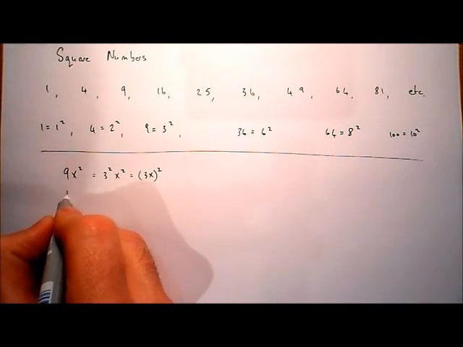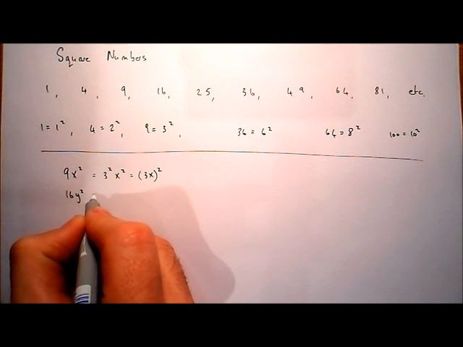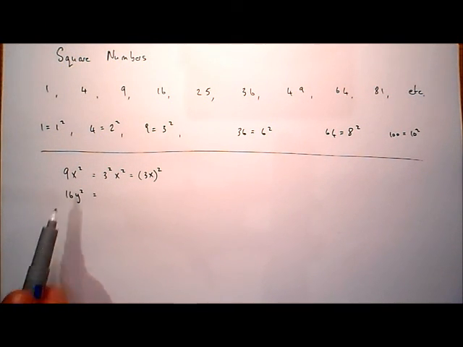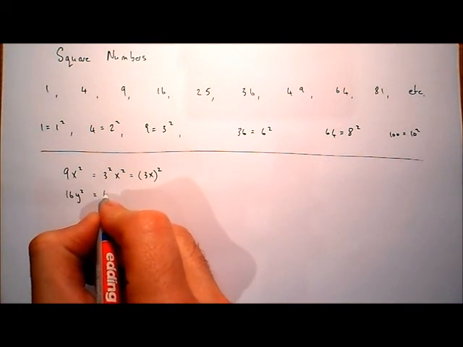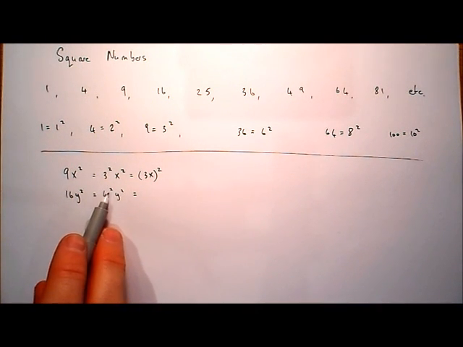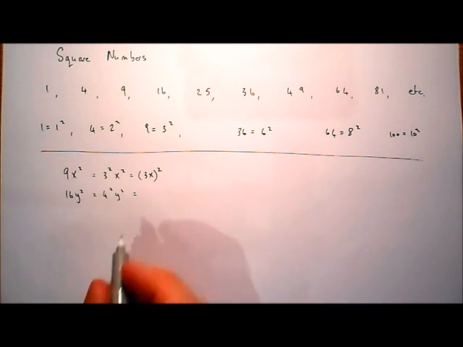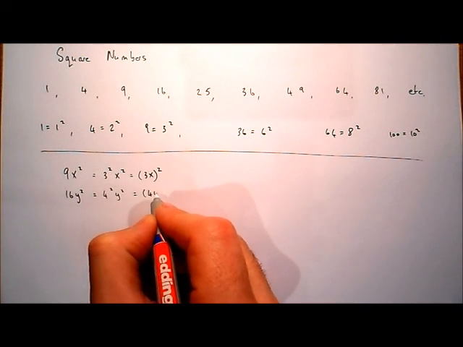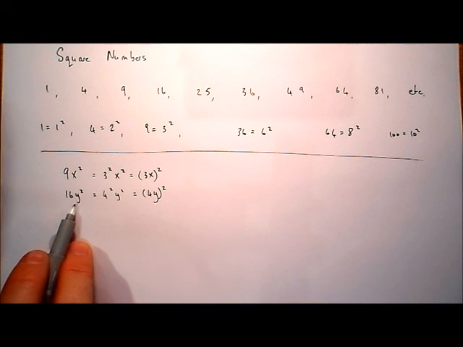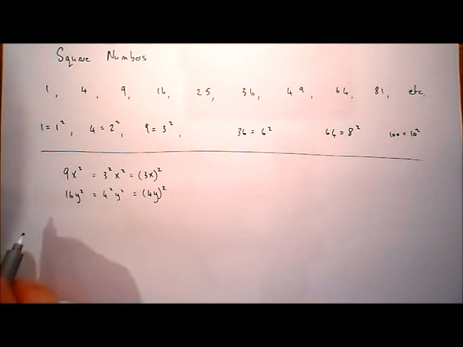So let's have a look at another one. Say if we have 16y squared. Well, again, you have to notice that the number 16 is a square number, and I can write that as 4 squared. So I could write that as 4 squared y squared. And then again, rather than writing the squared twice, I could put the whole thing in brackets and write (4y) all to be squared. So it's the same thing. So 16y squared is the same as (4y) all to be squared.